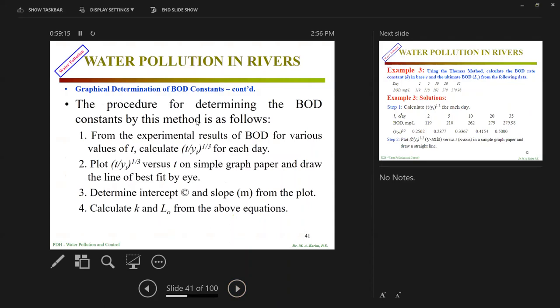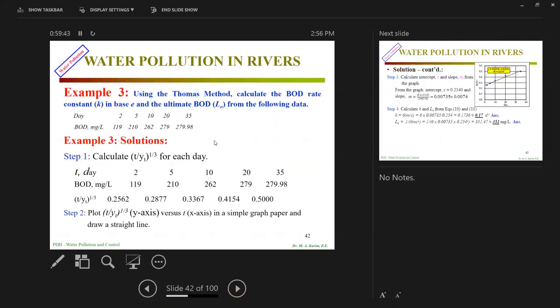So what is the procedure that we do? From the experimental results of BOD for various values of t, calculate t over y_t to the power 1/3, that means the time over the BOD, to the power 1/3. Then plot t over y_t versus the time on simple graph paper and draw a line of best fit by eye. Determine the intercept c and the slope m from the plot, and calculate the values of k and L0 from the equations that I showed you before, right? So we'll solve the problem.